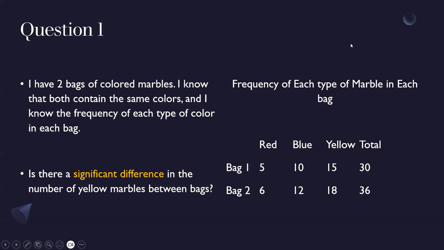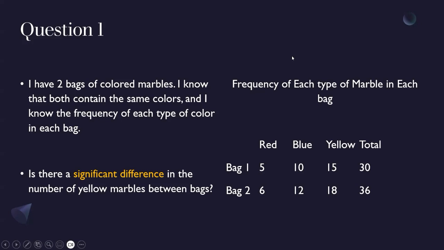So now, just to bring this into perspective, I present an example question. I have 2 bags of colored marbles, and I know both contain the same colors. And I know the frequency of each type of color in each bag. This frequency distribution we present here to the left. As you see, we have this broken down into bag 1 and bag 2, and we have the type of each color marble represented here in the table, as well as the total number of marbles in each bag. My question is: is there a significant difference in the number of yellow marbles between bags?